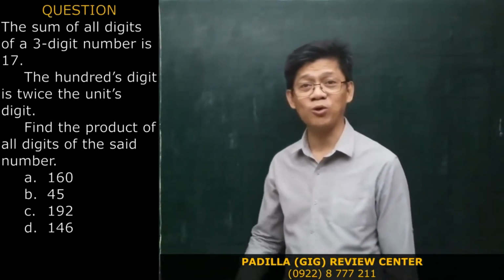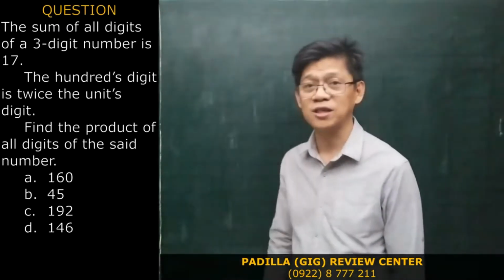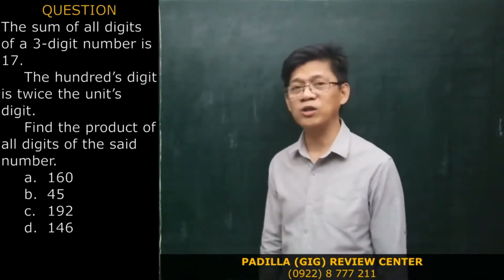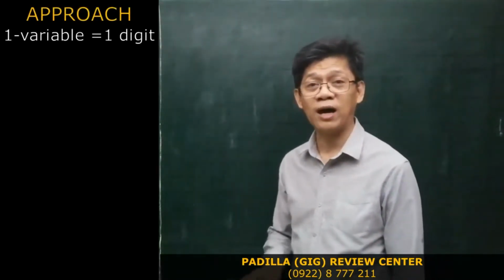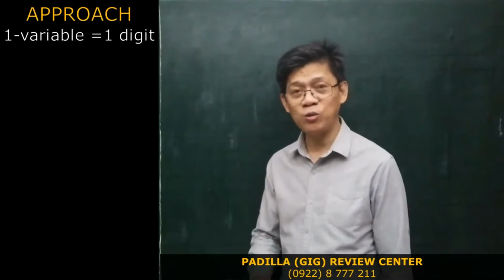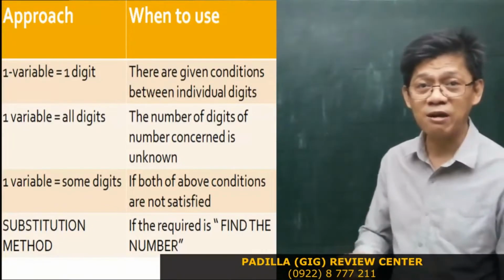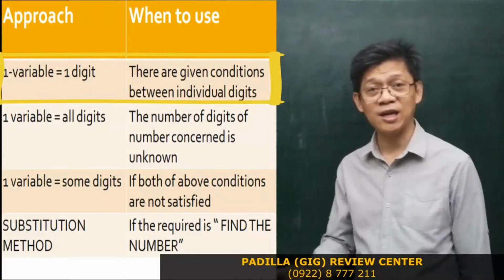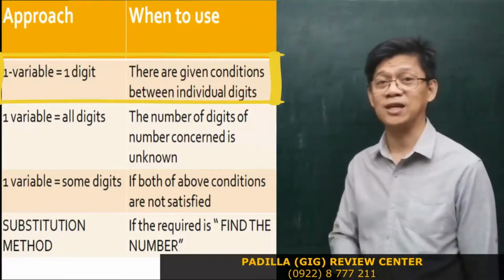So this time, we don't have a number to substitute and check against the choices. So we really need to solve this theoretically. So how are we going to solve this theoretically? The applicable solution here is the one variable, one digit approach. When do we use the one variable, one digit approach? Simple. If there is a given condition between the individual digits and you know the number of digits. Those are two conditions to be satisfied.